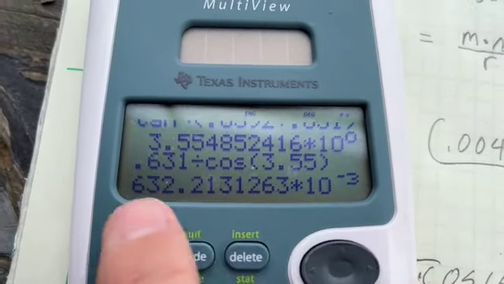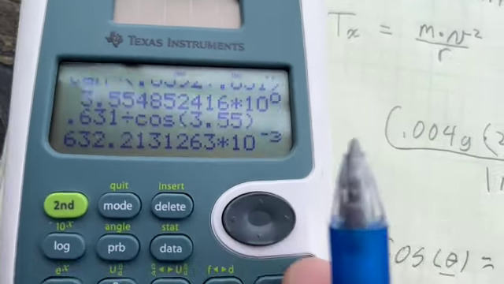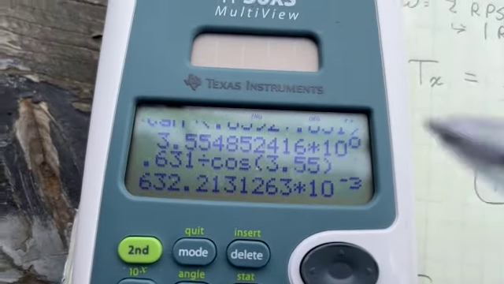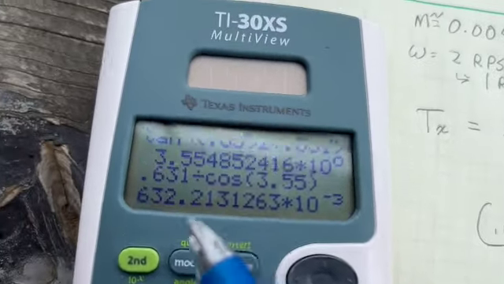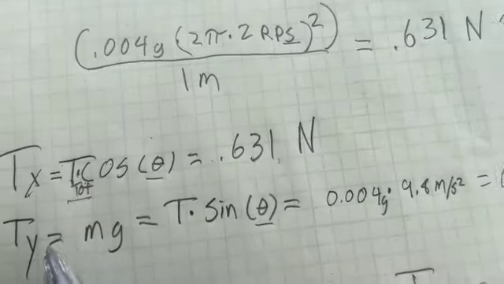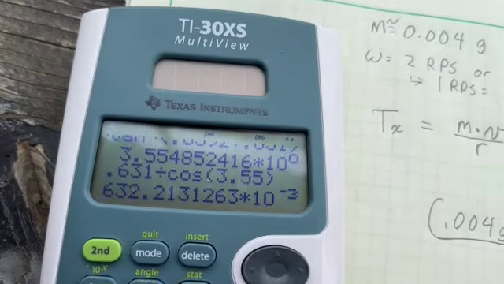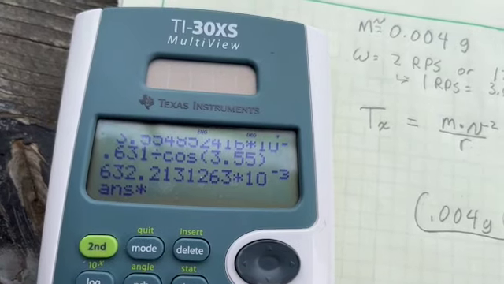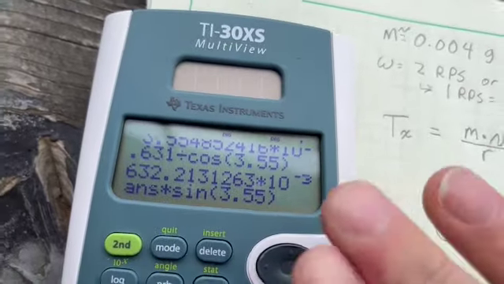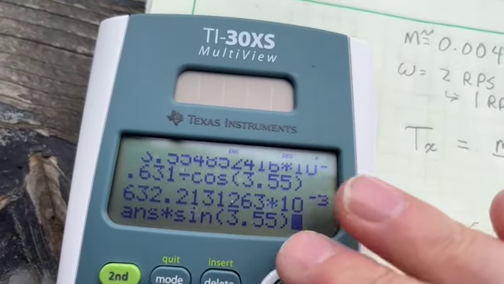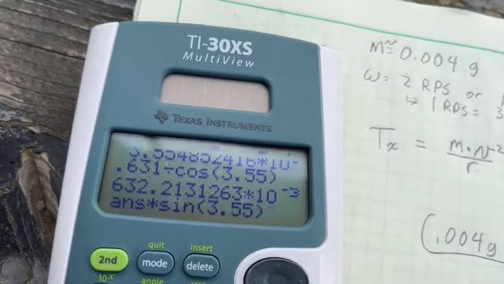This is a 0.632, but you see it gave us an extra little bump on how much is there. And now we have to see this total tension is significant. But before we do that, let's go ahead and check that using what we know about tension in the y. So we're going to multiply this times the sine 3.55, and it's not going to be exact because we're not using an exact figure for our theta, but it should be very close to 0.0392.